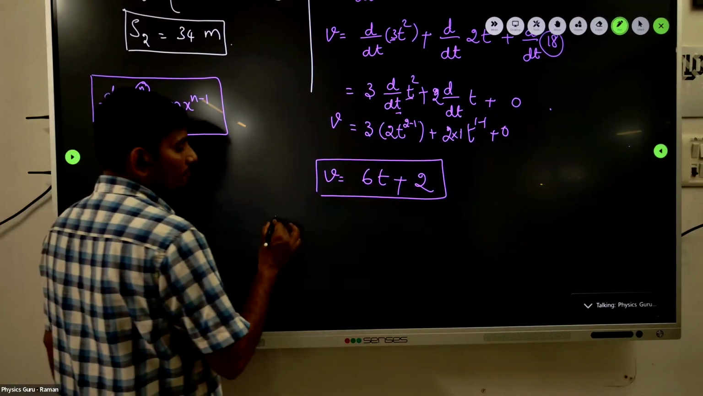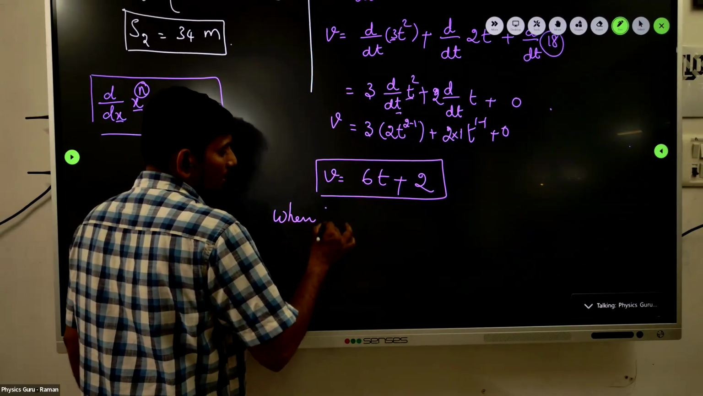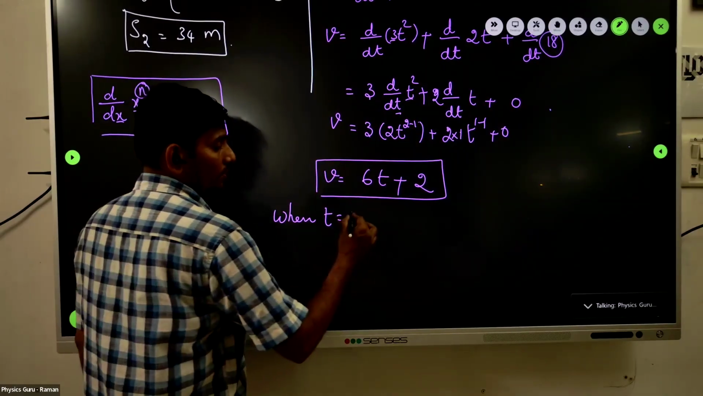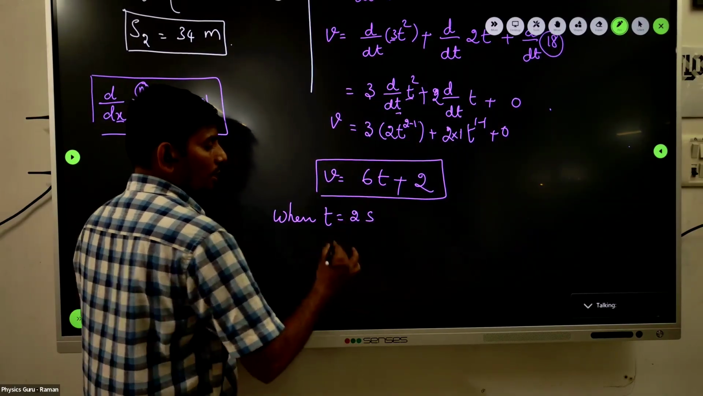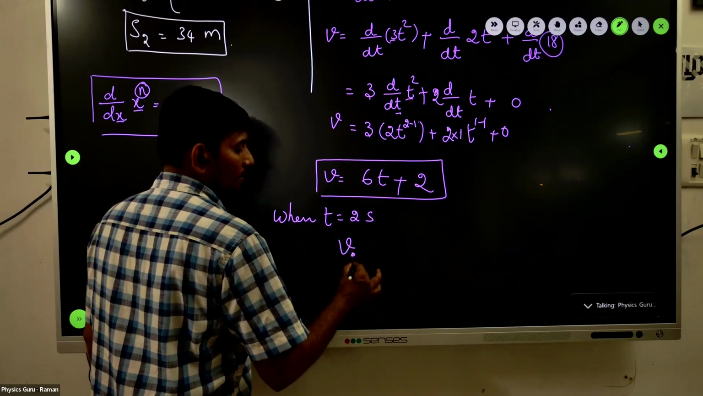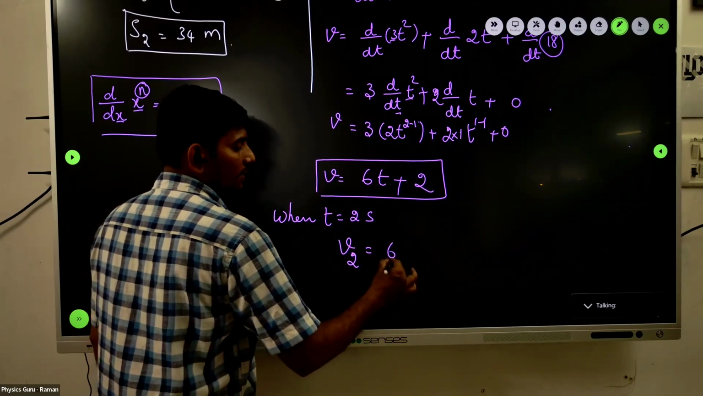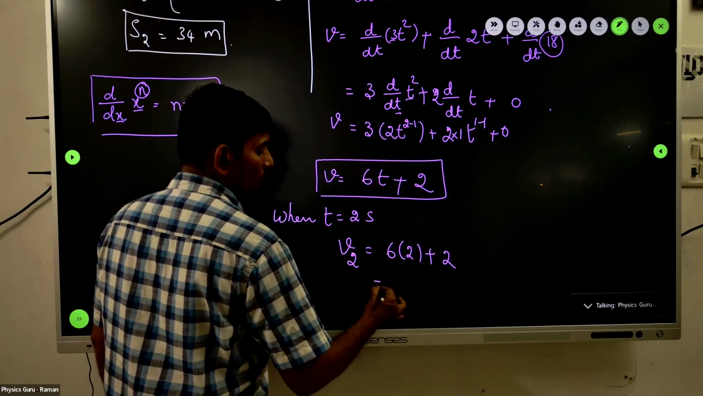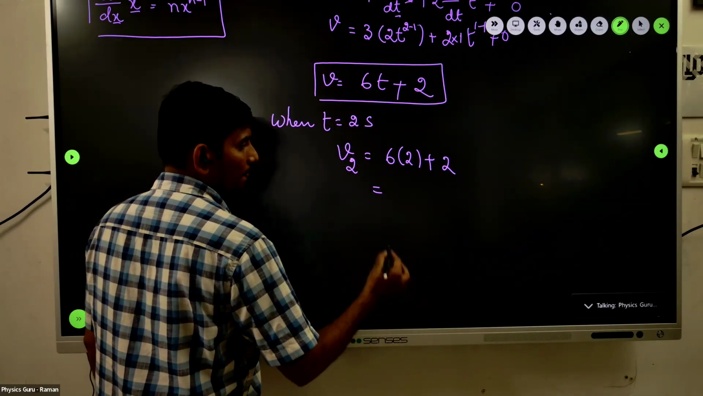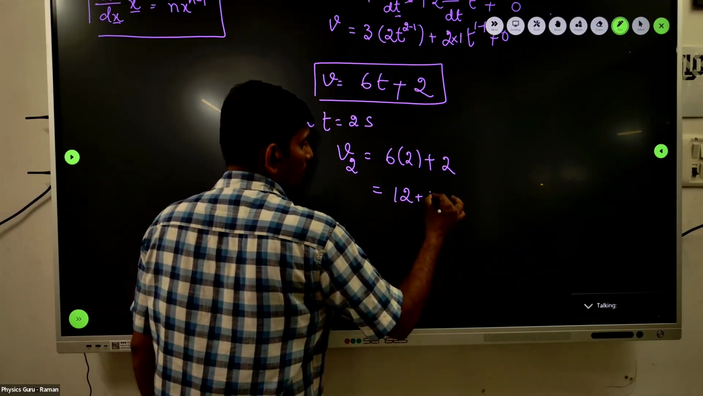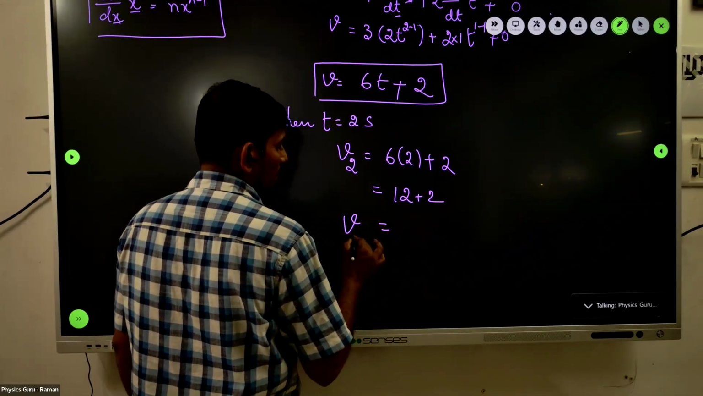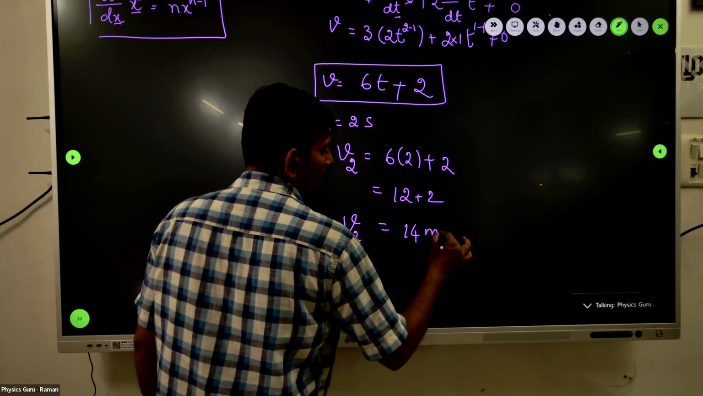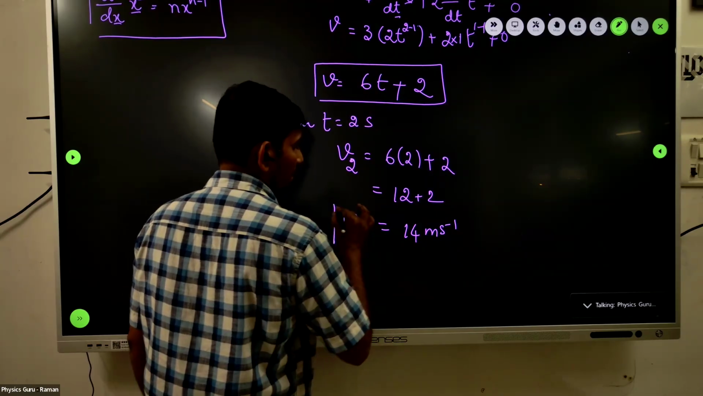Now I can write when time is equal to 2 seconds. How much will be the velocity, sir? 6 into 2 plus 2, which is equal to, come on, 12 plus 2. Velocity when time is equal to 2 seconds is given by 14 meter per second.